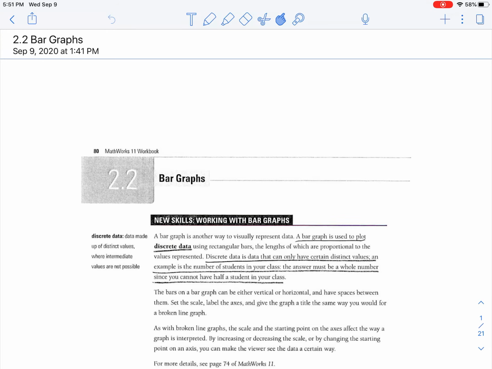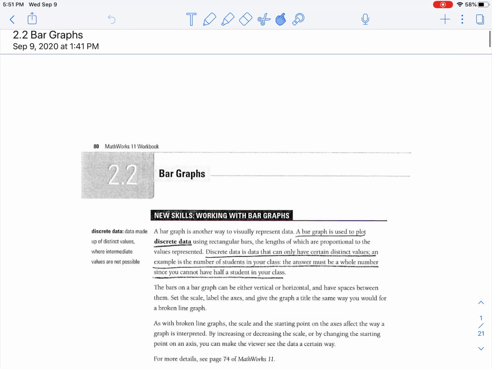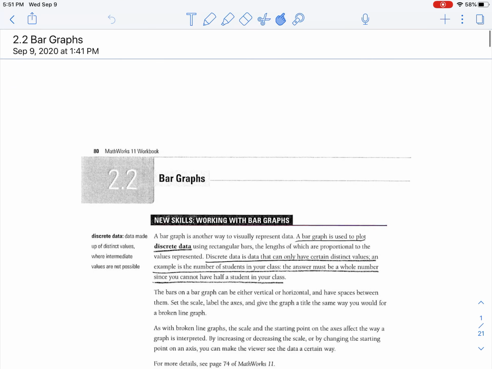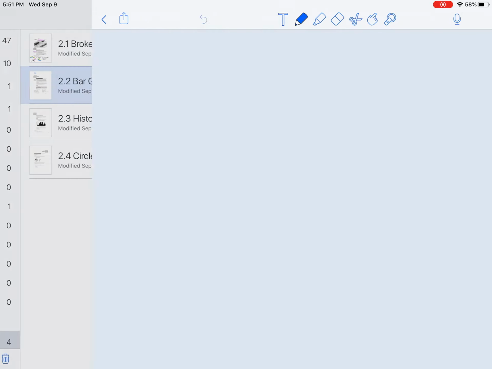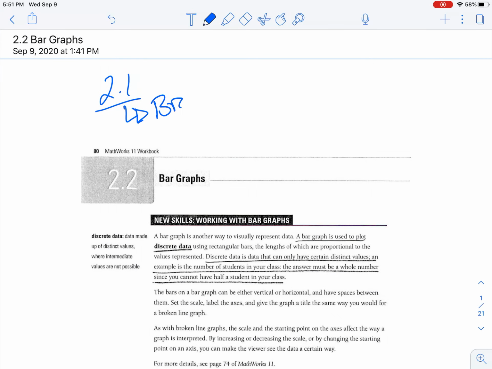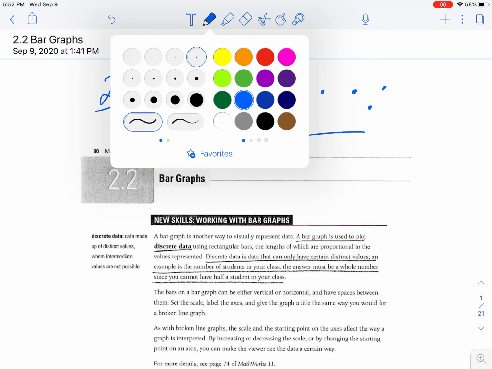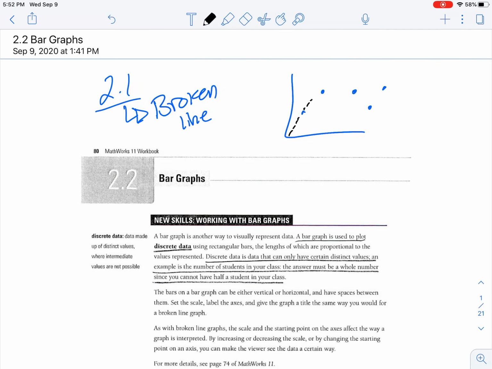Alrighty, Math 20-3. So we are now on to 2.2 bar graphs. In 2.1, we talked about broken line graphs, okay? With broken line graphs, you have points like this, kind of all throughout, and then you connect those points using a broken line, okay?